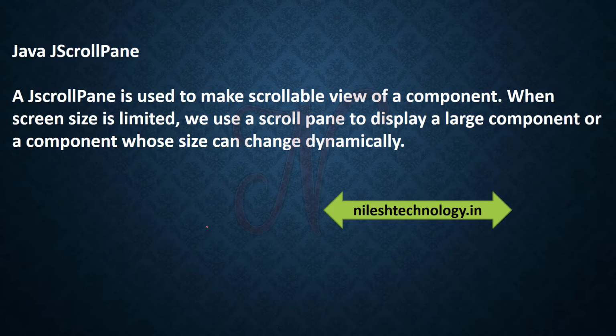So first, we have to see the JScrollPane. It is used to make a scrollable view of a component. When screen size is limited, we can use a scroll pane to display a large component or a component whose size can change dynamically. So this is like a scroll bar. Adding the scroll bar when the screen size is limited and your content is very large. Okay, then add the vertical and horizontal scroll bar, and by using the scroll bar you can easily see the content of the left hand side also and the bottom side also.